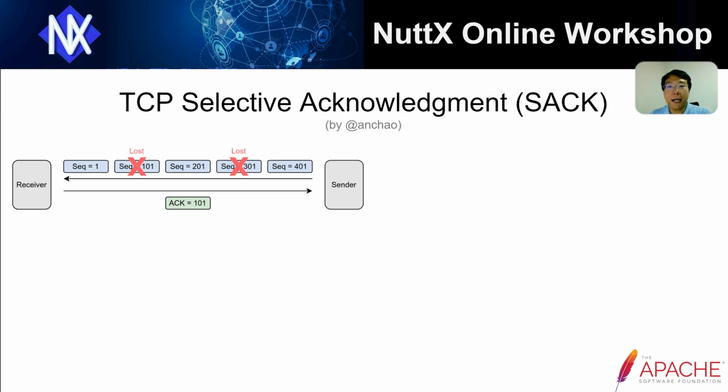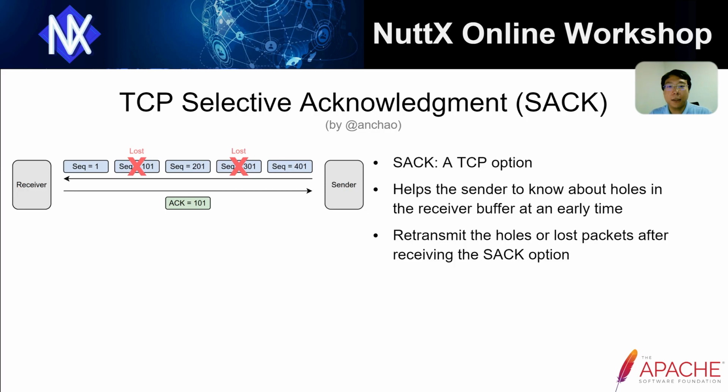So how to optimize this? The SACK may help us. It's an option in the TCP header, which can help the sender to know about holes in the receiver buffer at an early time.